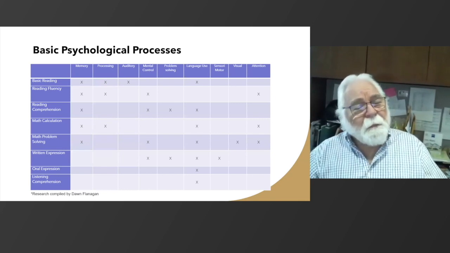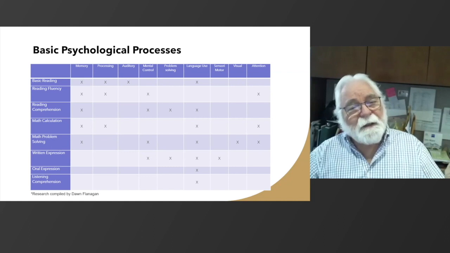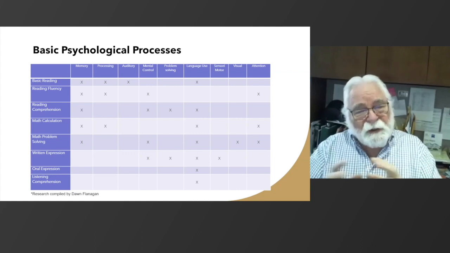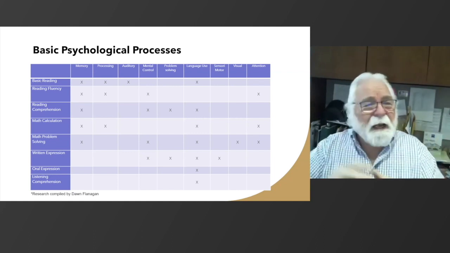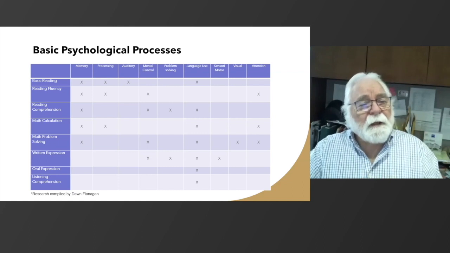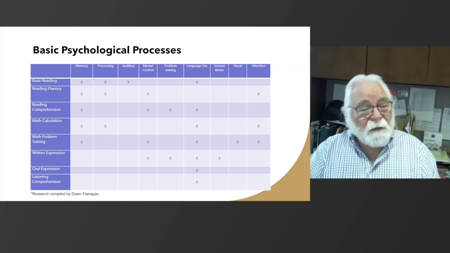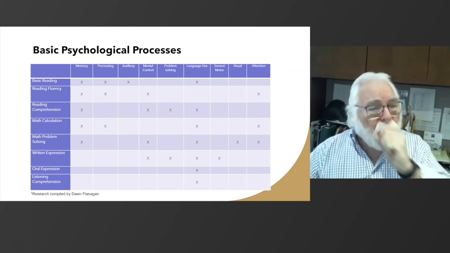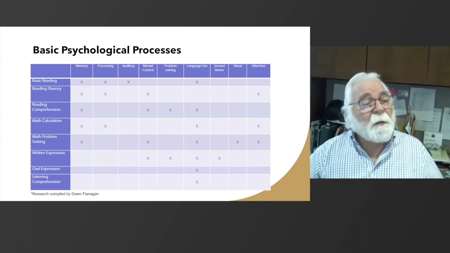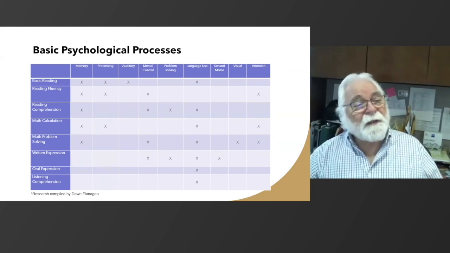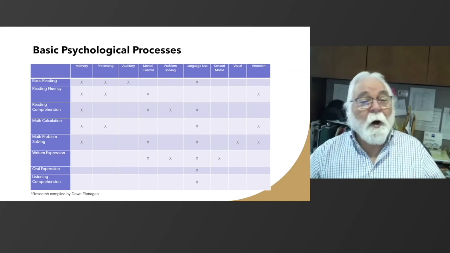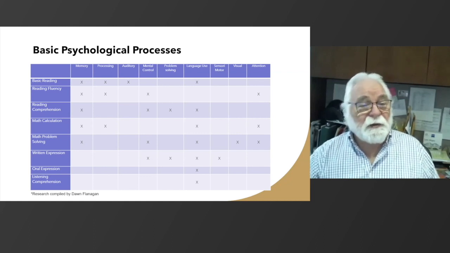So this is research-based. This person, Dawn Flanagan, has been following the research and doing meta-analysis, so looking at a bunch of research and determining what are the psychological processes that affect our basic skills. So that's what this chart is. So if we look at basic reading, the research suggests we have to have good memory skills, good processing ability, good auditory skills, and good language use.